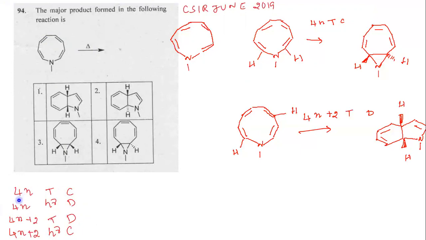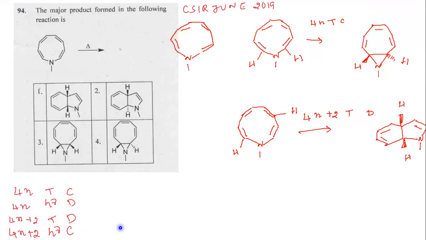So 4n means 4n number of pi electrons, thermal, conrotatory, the ring can be closed or opened. A 4n system under photochemical conditions, disrotatory, it can be opened or it can be closed. A 4n plus 2 system under thermal conditions should be disrotatory, the ring can be closed or opened. A 4n plus 2 system under photochemical conditions can be conrotatory.